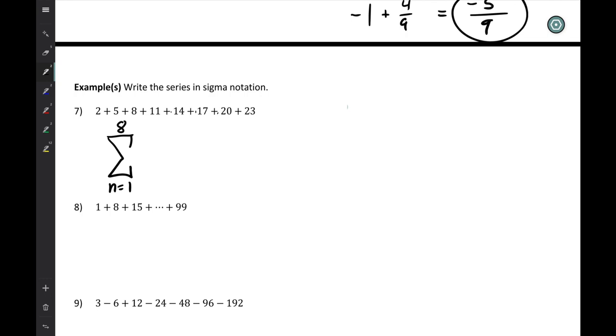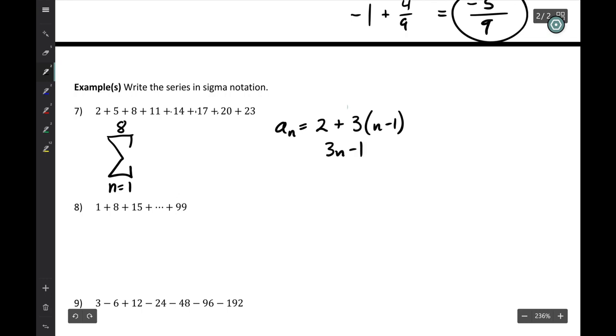So if I'm adding 3 each time, that means it's arithmetic, which means I know the a sub nth term is going to be equal to 2, the first term, plus the common difference 3 times n minus 1. And if I simplify this, I end up with 3n minus 1. So that's what you're going to be putting here. The thing that goes here is the expression for the a sub nth term, the explicit formula for the sequence. And that gives us our sum.